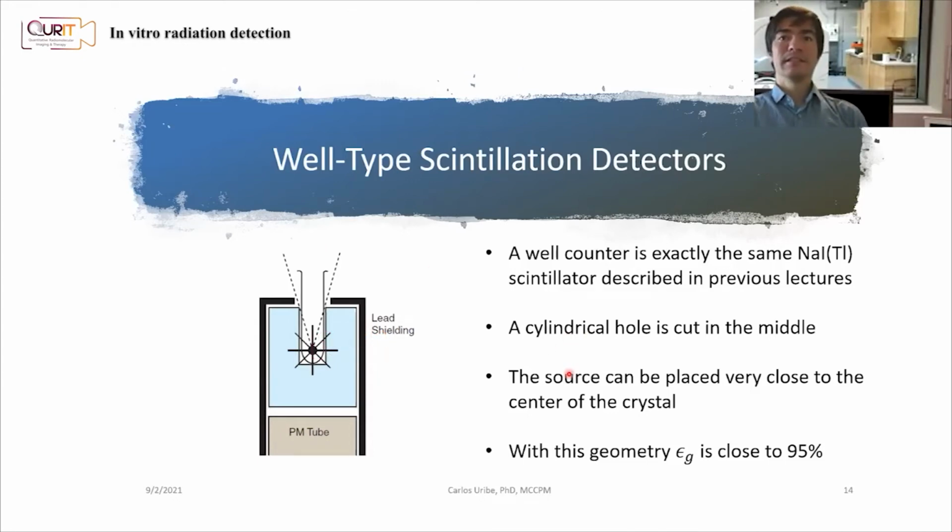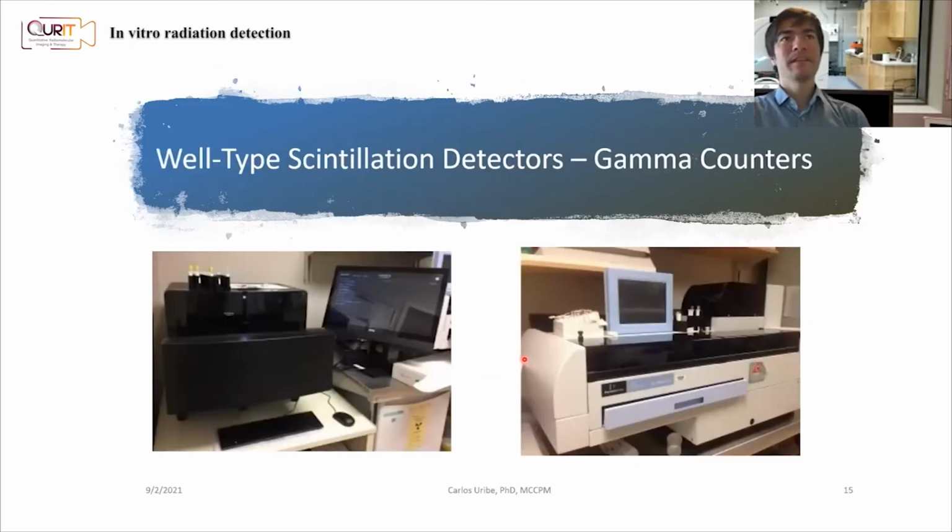Yeah, and this is what I was just saying: that cylindrical hole cut in the middle of the detector, and the source is placed very close to the center of the crystal. Now, these machines that I'm showing here are called gamma counters, and they're basically well-type scintillation detectors. The reason they're very useful is that you're able to put racks of test tubes.